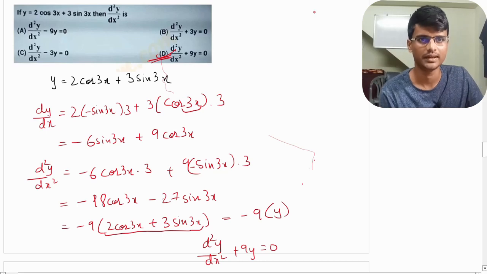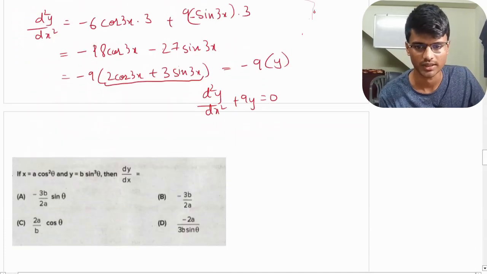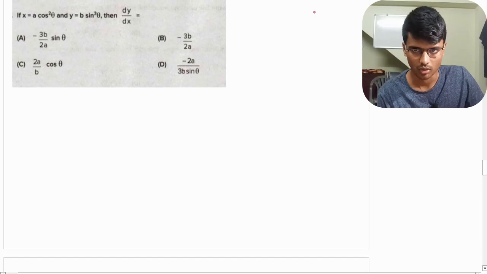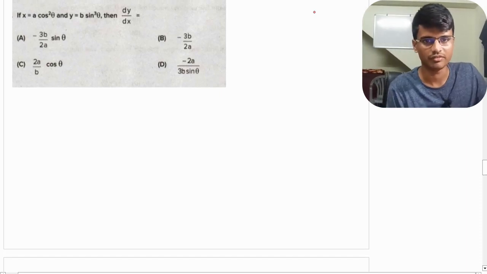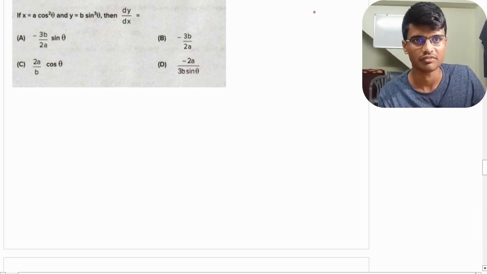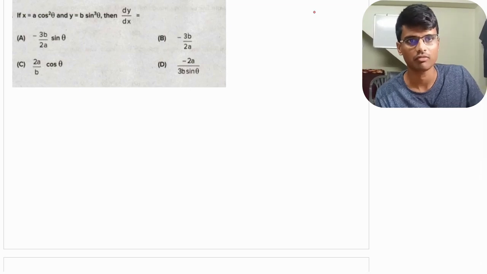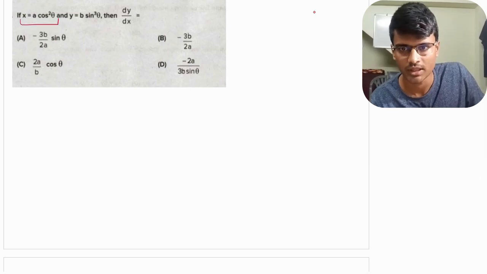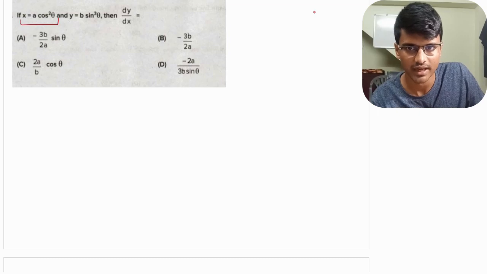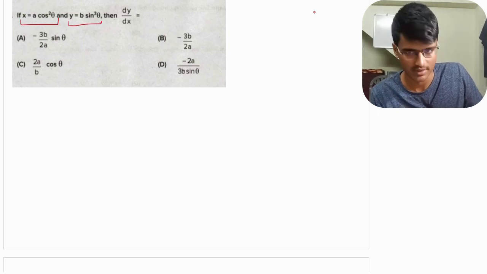This was a slightly trickier question, so that is the reason why I covered this question. Moving on. Now we are going to do different kind of questions. These are called differentiation of functions in parametric forms. So this is a parametric form. x in terms of theta is given and y in terms of theta is given. So how to solve these kind of questions?